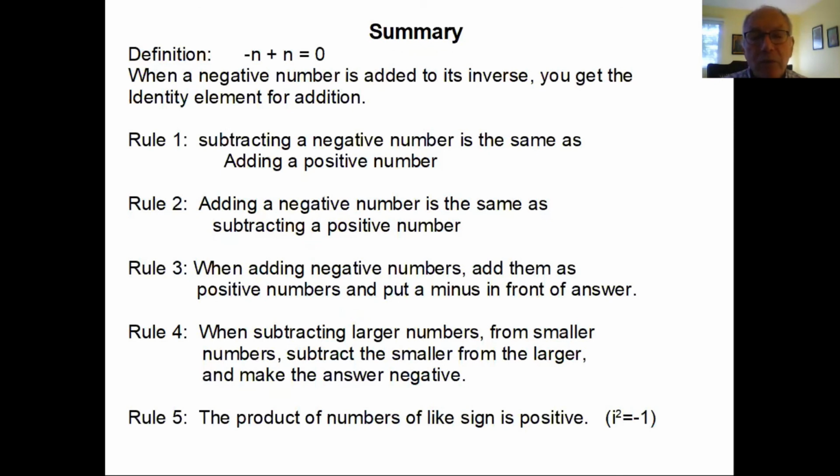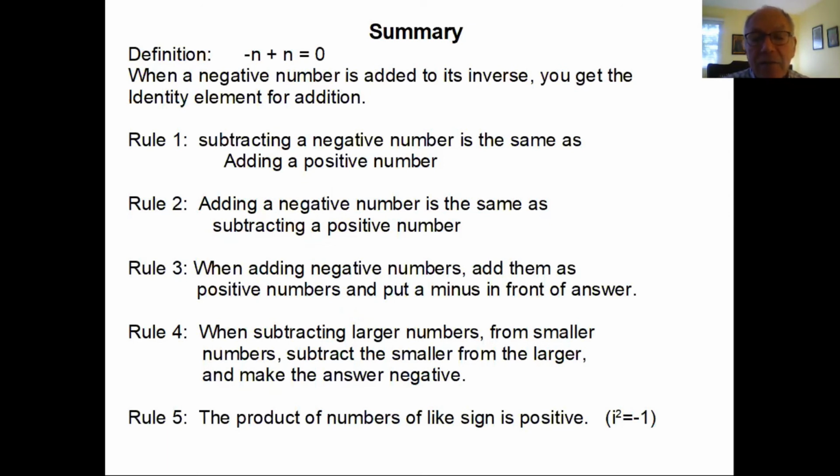Now, in order to remember what we've learned, we have to summarize it. There's about 13 pages or so of dialogue that we went through. Here's just one page. Definition of negative number. When we add a negative number to its inverse, we get the identity element for addition. Subtracting a negative number is the same as adding a positive number. Adding a negative number is the same as subtracting a positive number. So we're reversing those two.